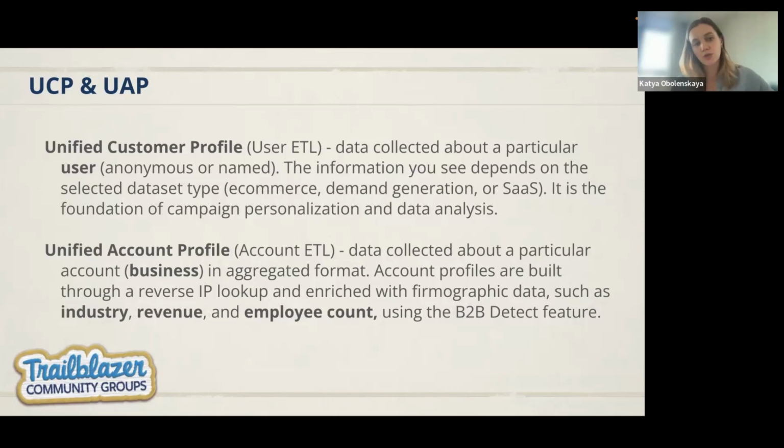When I speak about the unified customer profile, we speak about users. I placed this here so you can connect it with what I have talked about before. We are connecting this with user ETL, where we bring in individuals and then continue with personalization to monitor their behavior. Data for the unified customer profile is collected about a particular user, and we store both anonymous and named profiles. So either the person is known to us, or it's an anonymous user that is browsing the web right now and is not identified yet.